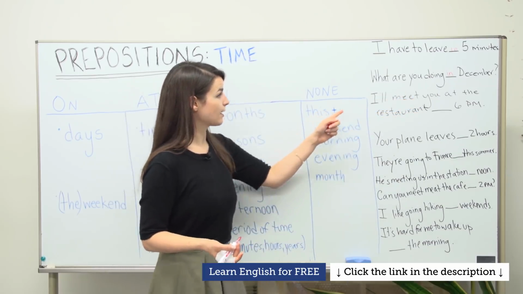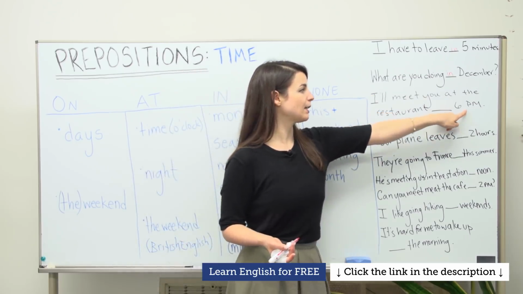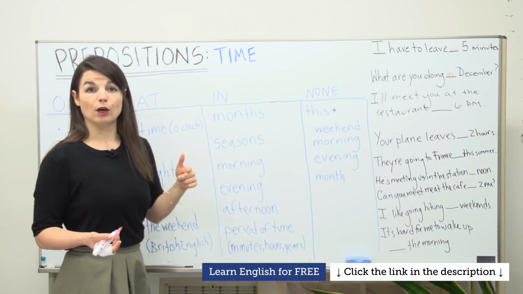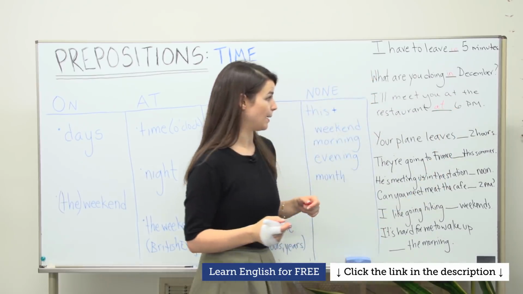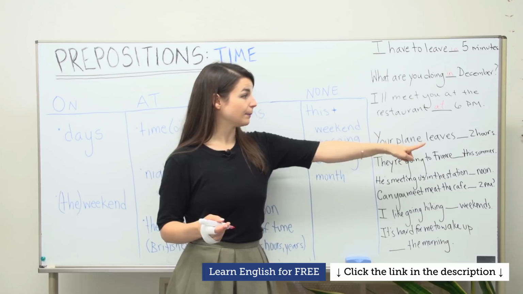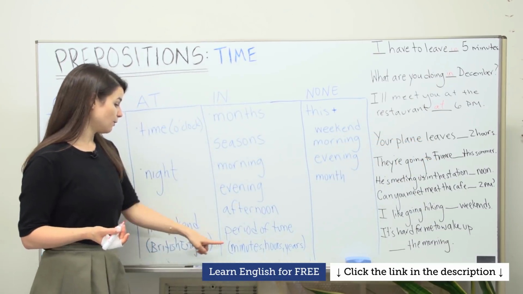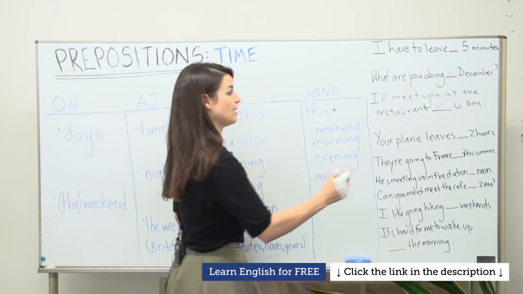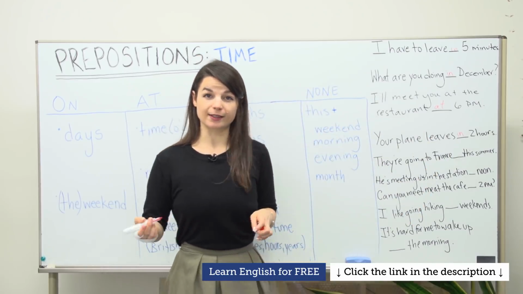Okay, next sentence. I'll meet you at the restaurant something something 6 p.m. 6 p.m. is a time, so we know that we should use at. At 6 p.m. Okay, next, your plane leaves something something 2 hours. So 2 hours, again, is a period of time, therefore, we should use in. Your plane leaves in 2 hours is the correct sentence here.